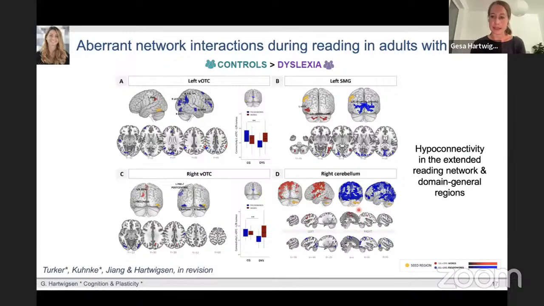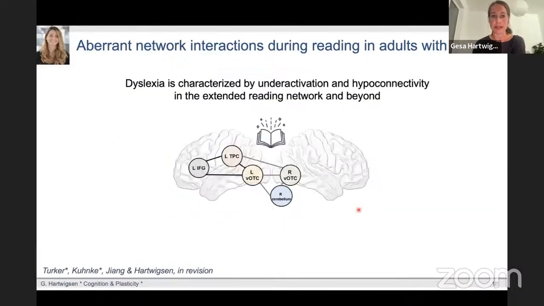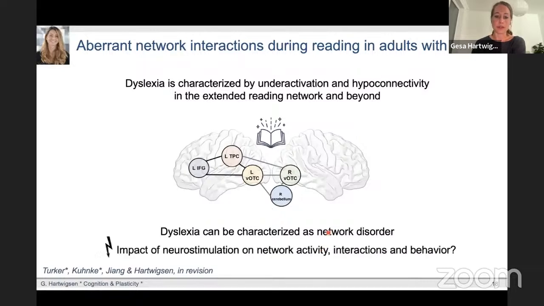And I think this is a nice example of how a relatively standard language task, namely reading, requires the interaction with numerous other brain networks, numerous domain general areas. So we think that dyslexia is best characterized by underactivation and hypoconnectivity in the extended reading network, including classical reading regions, contralateral regions, and also domain general areas with a key role of the right cerebellum. So we would characterize dyslexia as a network disorder.